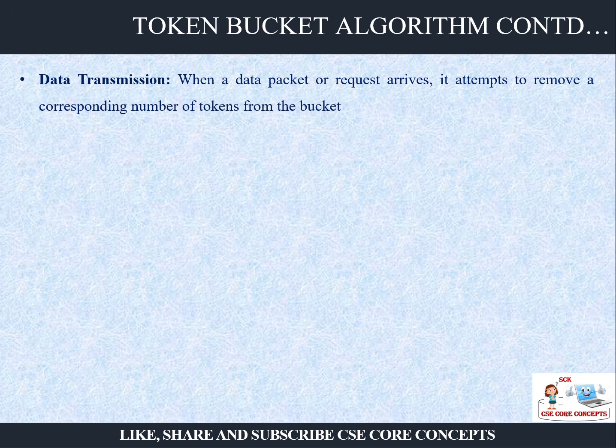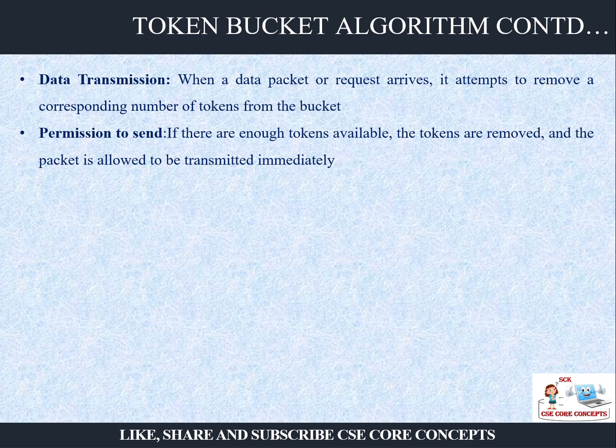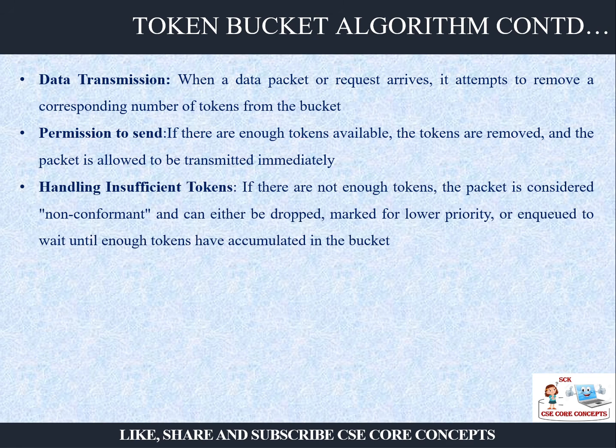Then you have data transmission. When a data packet or request arrives, it attempts to receive a corresponding number of tokens from the bucket. Now, permission to send: if there is a token available, these tokens are removed. So for every incoming packet, 1 token gets removed, and the packet is then allowed to be transmitted immediately.